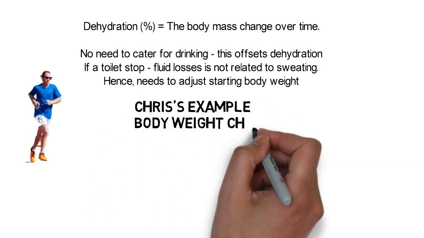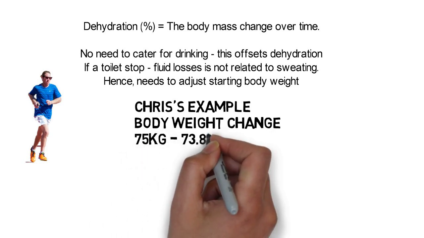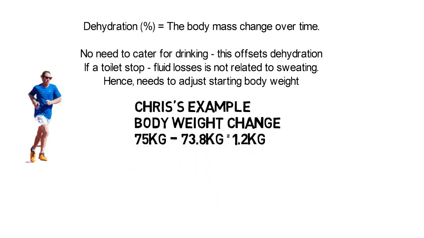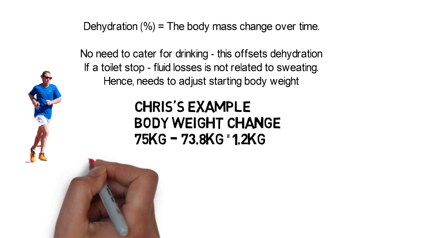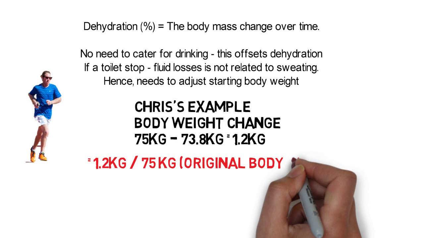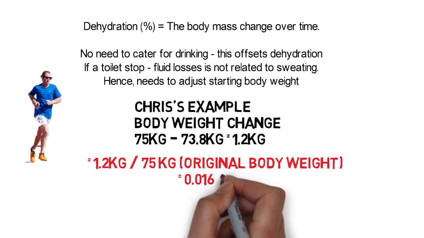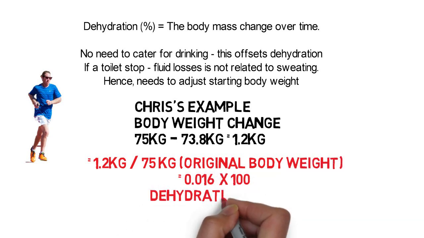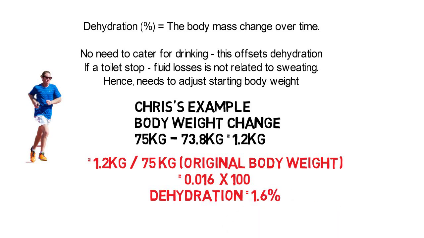Chris didn't go to the toilet, so in his example, he's lost 1.2 kilos. That 1.2 kilos needs to be divided by his original body weight of 75 kilos. That leaves you with 0.016. You multiply that by 100 to turn it into a percentage, and you end up with 1.6%.